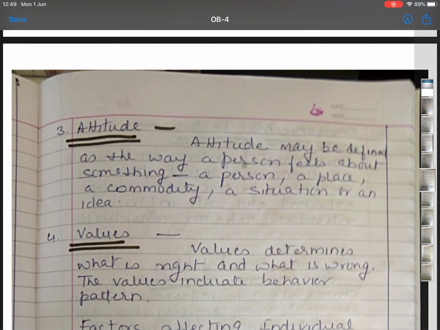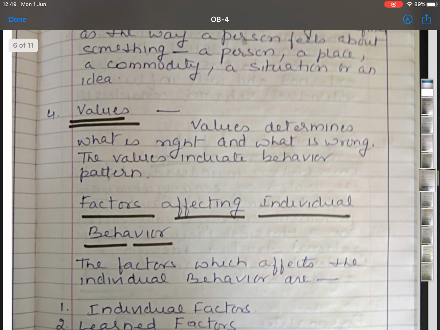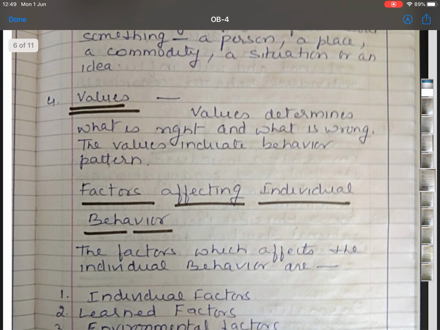Now the next is values. Values determine what is right and what is wrong. The values indicate the behavioral pattern of a person, a behavioral pattern of a human being. Values are important in relation to the study of organizational behavior because an organization is a composite of attitude, perception, personalities, and individual behavior of managers as well as workers.